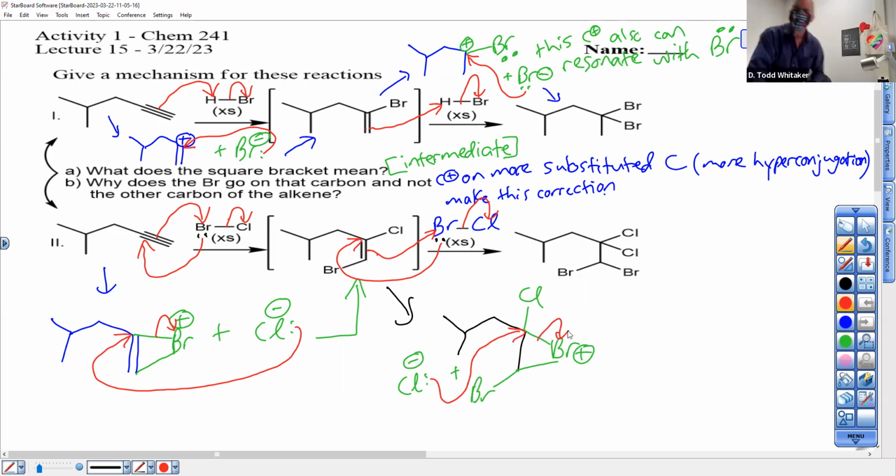Oh boy. Pretty straightforward. So that's one of our review mechanisms, really. I would say there's nothing new here except the fact you're doing it twice.